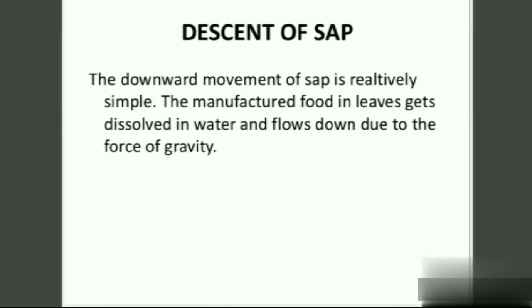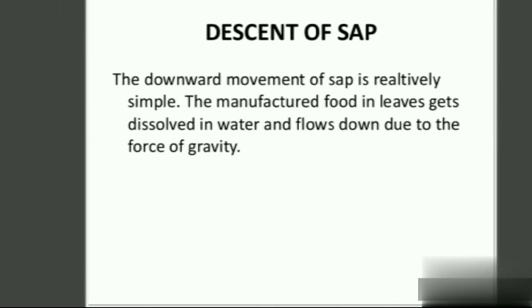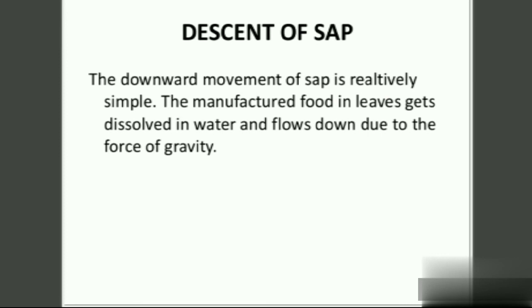Now the last part, descent of sap, is very simple. What does descent mean? The food is synthesized in the leaves, and that food is distributed throughout the plant. This process is called translocation of food through the parts of the plant. This is actually because of the force of gravity. Obviously the food will come down and keep moving. That is the translocation of food. So this is the descent of sap.